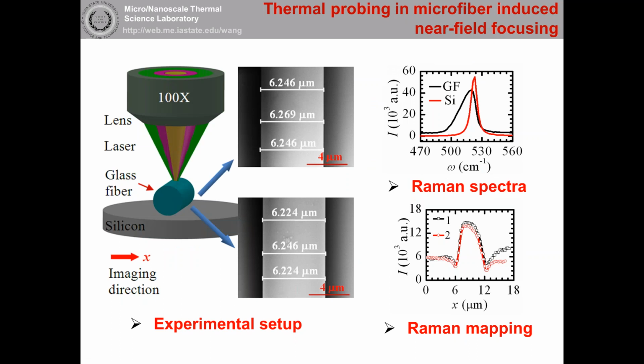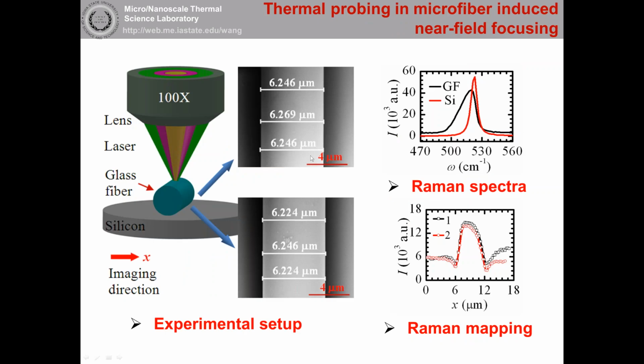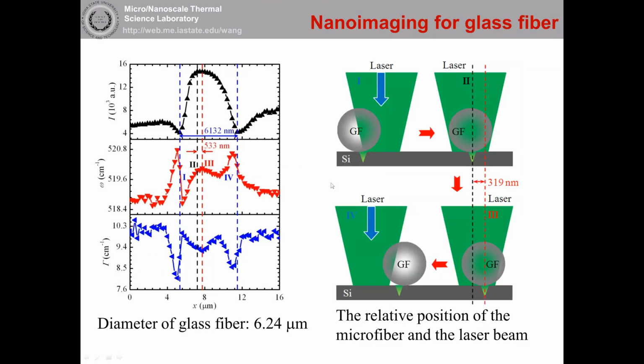After we finished that work, we tried to extend the technique. We checked the focusing in a glass fiber. This one is a 6 micron glass fiber. You can see the laser intensity distribution, sorry, the Raman signal, gives exactly the diameter of the glass fiber. It is very interesting. Otherwise, if we want to measure the glass fiber's diameter, we have to go to SEM. Now using the scanning Raman, we can tell the size precisely.